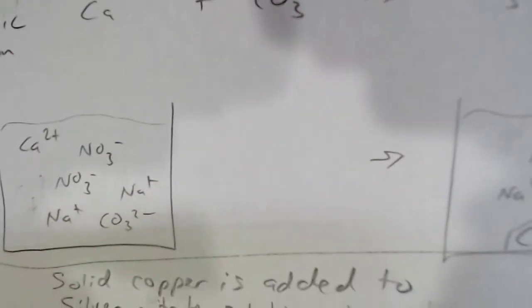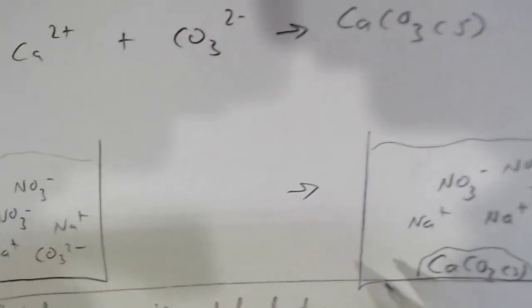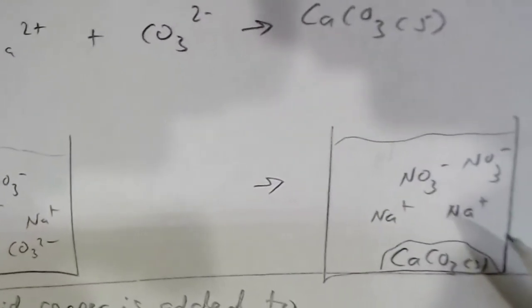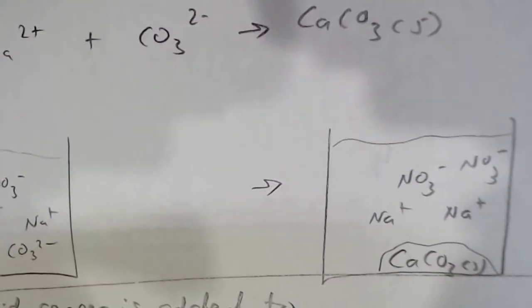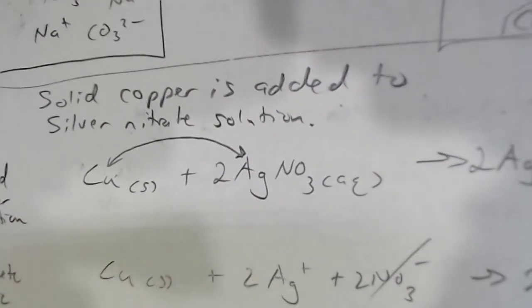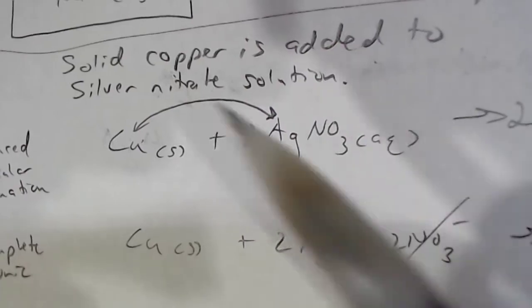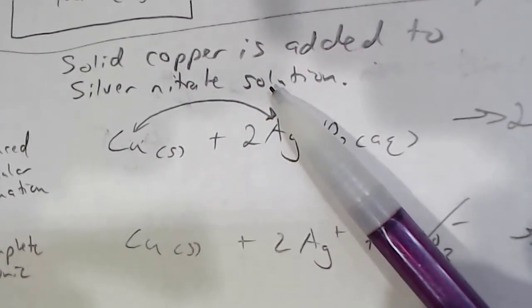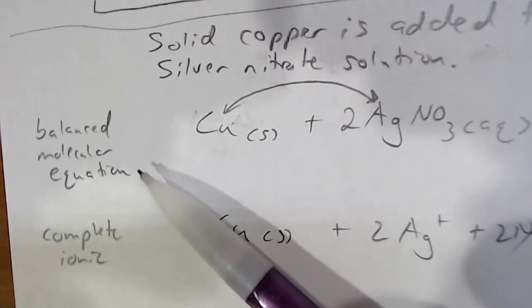Okay, and so kind of also looking at that here, calcium ions and carbonate ions were floating around, but at the end they turned into solid, while everything else didn't change. Everything else was floating around at the beginning and at the end. All right, now let's try a single replacement reaction. In this case, solid copper is added to a silver nitrate solution. So let's write out the balanced molecular equation.